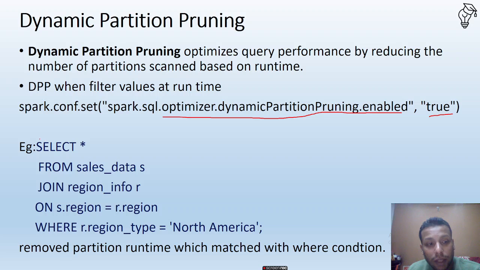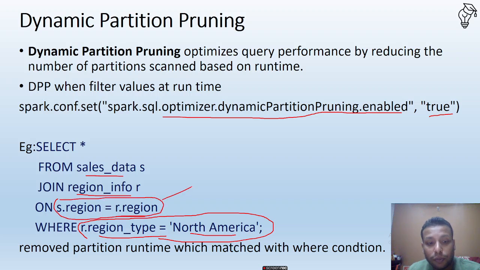Suppose I give you an example. This is the select query, and there are two tables, sales data and region info, joined on region equal to region, and I am applying region type equal to North America. So this is the filter, and this is our partition key, as region is the partition key.